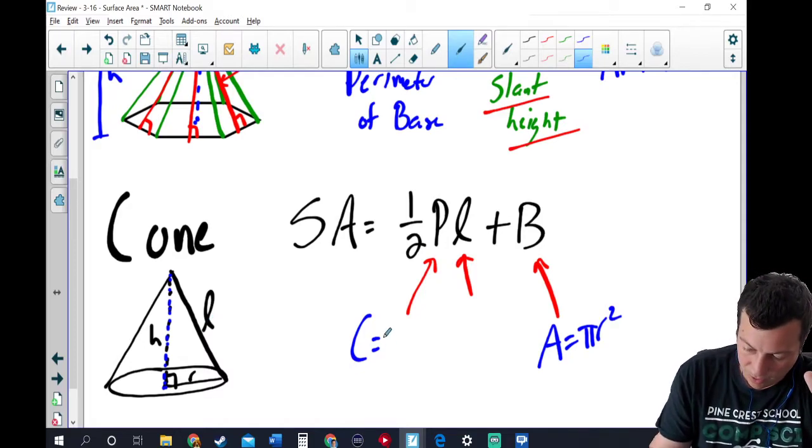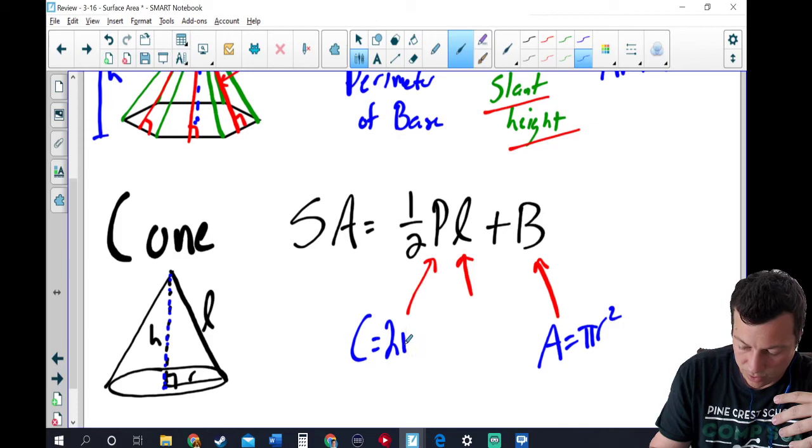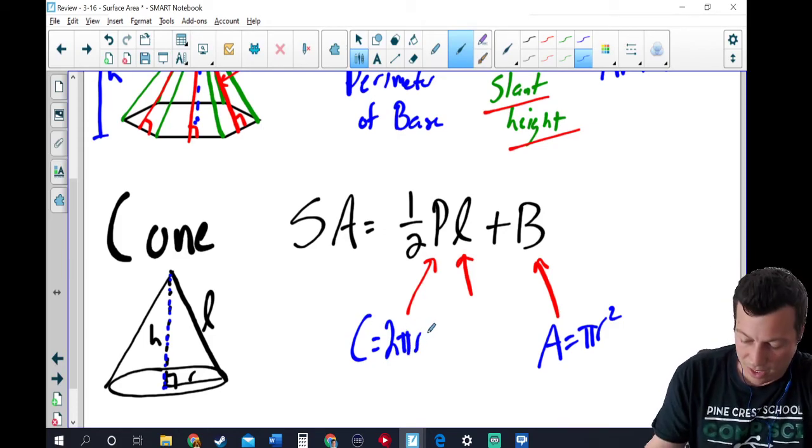And then circumference, sorry. So the perimeter is the circumference, which is 2 pi r. And then slant height is the same thing, right? It is the same thing from before.